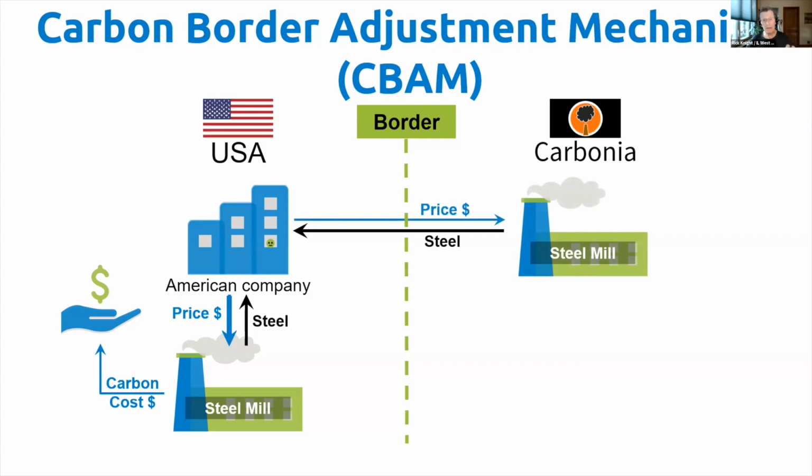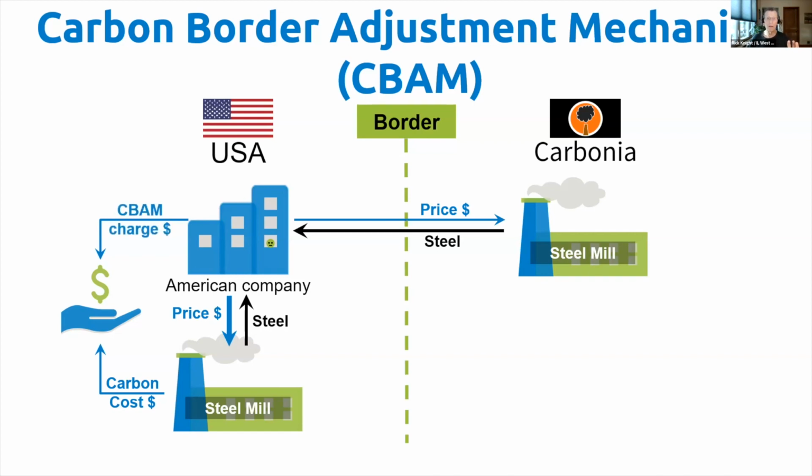So to correct that, the U.S. puts a CBAM in place so that the importer, the American company, will have to pay a CBAM charge on the imported steel. Okay, so their total cost would be about the same as they would pay for the American steel. So that levels the playing field with regard to Carbonian steel.